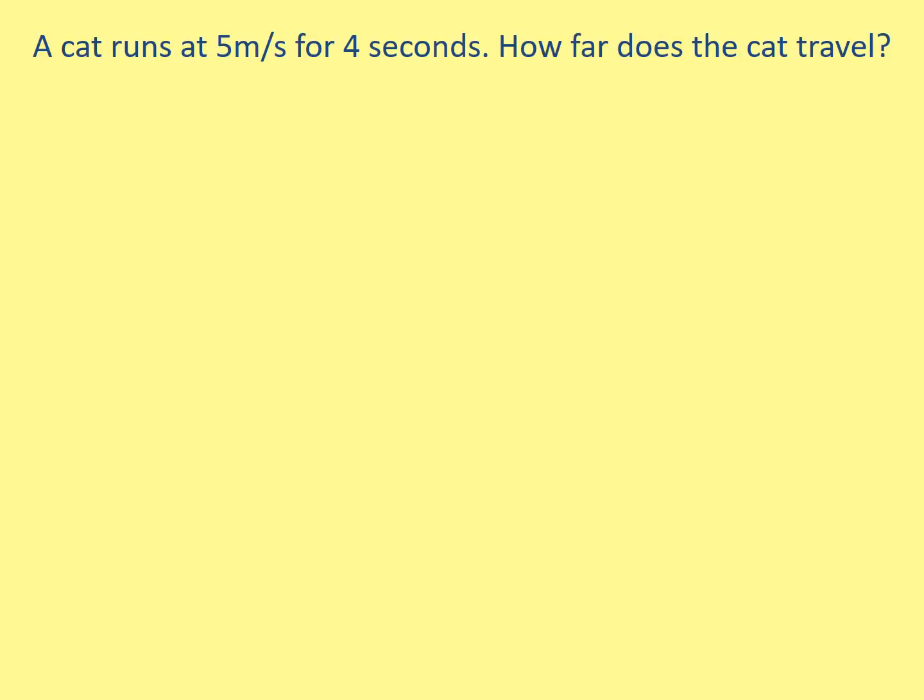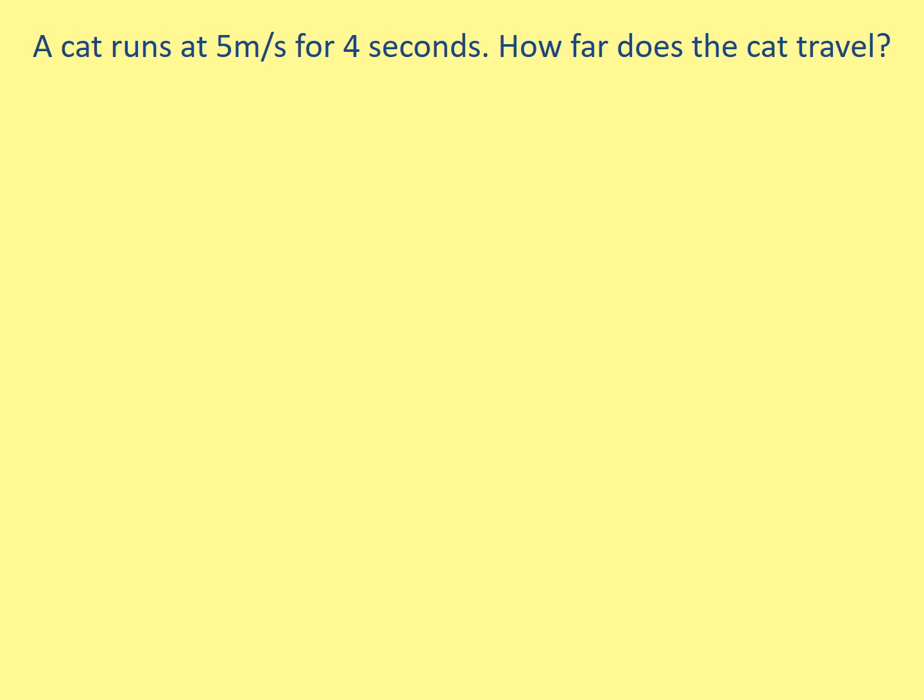Okay, let's have a look at a slightly different question. A cat runs at 5 metres per second for 4 seconds. How far does the cat travel? So this says that the cat is running at a speed of 5 metres every second, and the cat does this for 4 seconds. So I'm going to show you 2 ways of working it out, and we'll agree at the end that using the equation is the easiest.